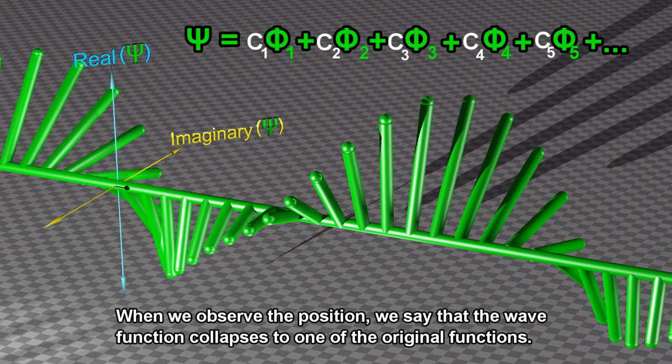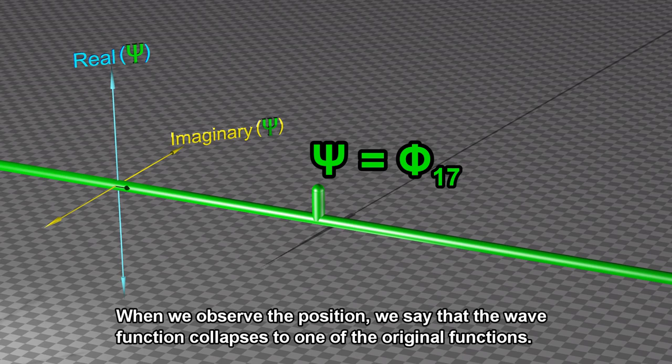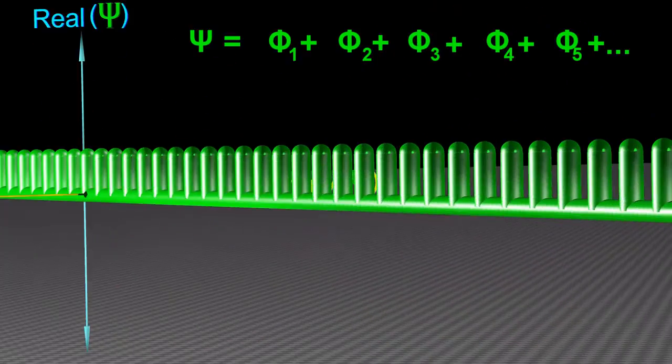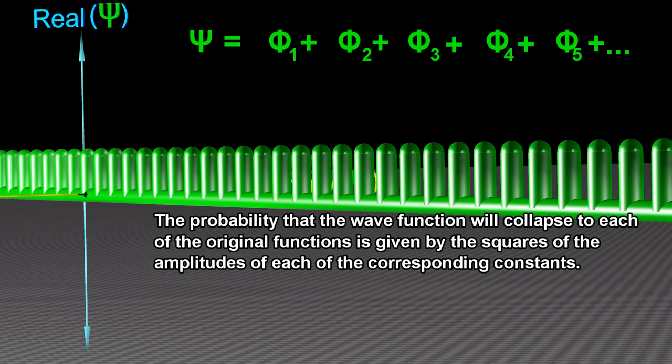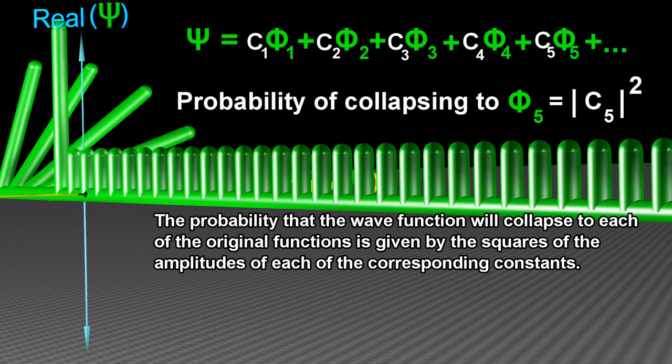When we observe the position, we say that the wave function collapses to one of the original functions. After the wave function collapses to one of the original functions, we obtain the measurement associated with that particular original function. The probability that the wave function will collapse to each of the original functions is given by the squares of the amplitudes of each of the corresponding constants.